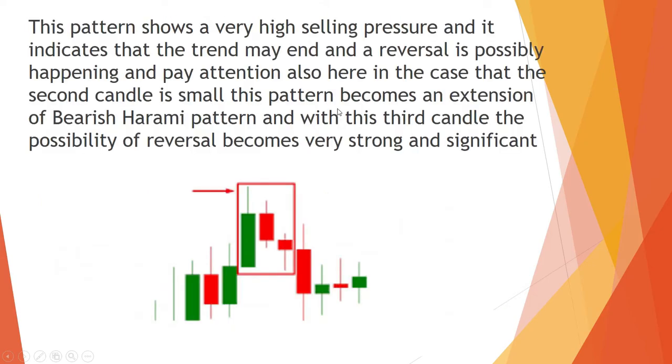Okay, so this pattern shows very high selling pressure and it indicates that the trend may end and a reversal is possibly happening. In this case, the second candle is small. This pattern becomes an extension of a bearish harami pattern. If you don't know about the bearish harami pattern, we saw it in the first episode of this series of videos, so go and check it out. And with this third candle, the possibility of a reversal becomes very strong and significant.